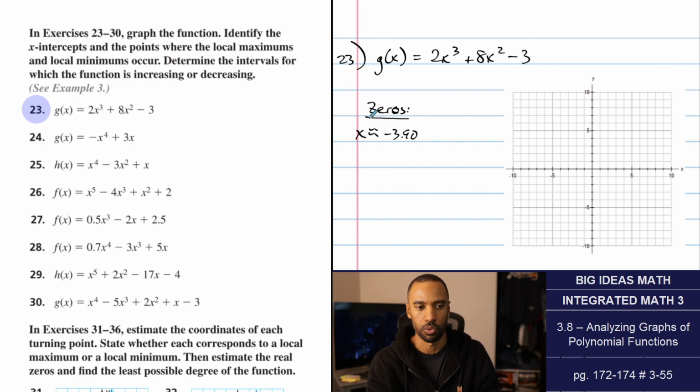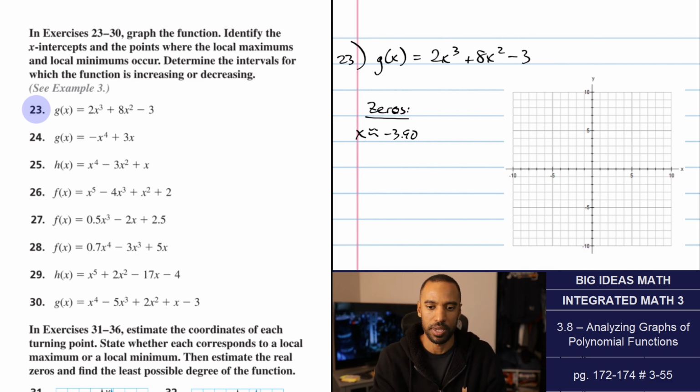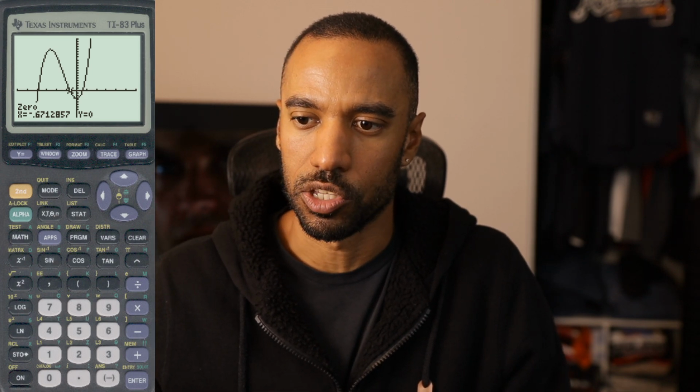This takes some time to do, and we have several problems to do this with. So this won't necessarily be a fast process. Now we have to do it again. Find the next 0, somewhere between -1 and 0. So left bound -1, right bound 0. And that'll be at -0.67. So I'm just going to write these ones. You can't see it, but -0.67.